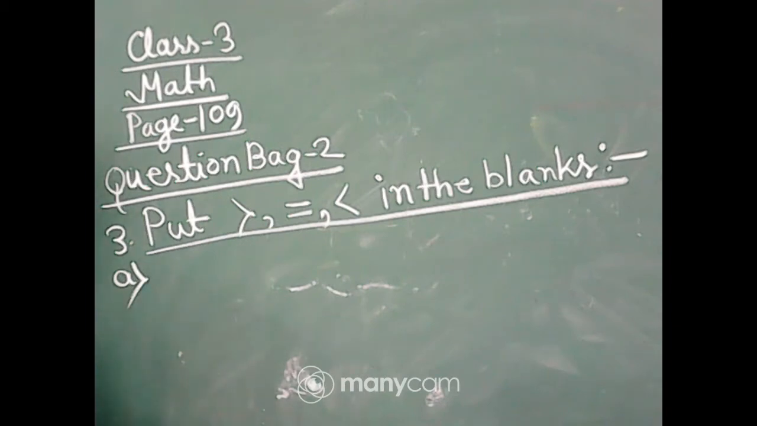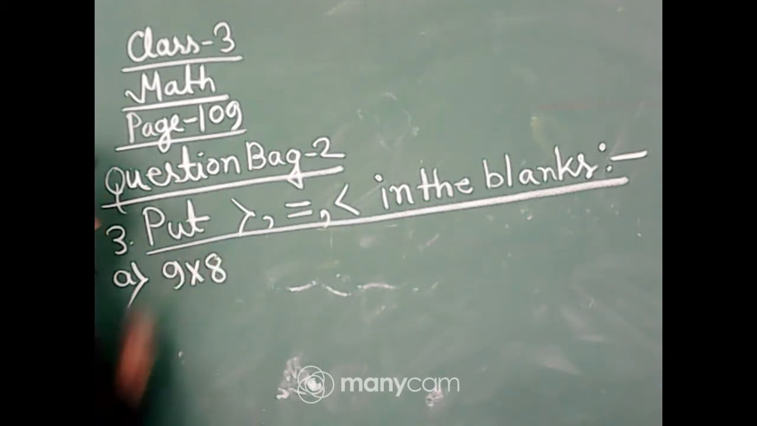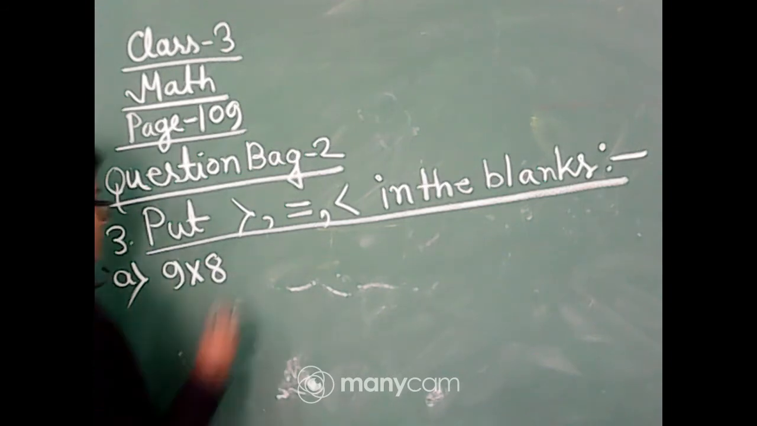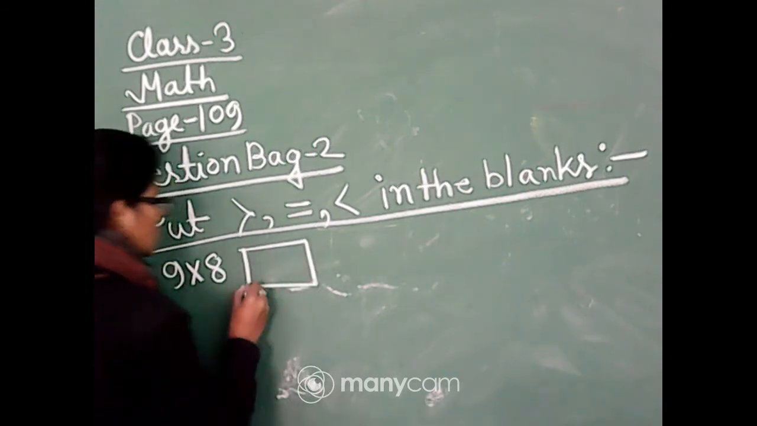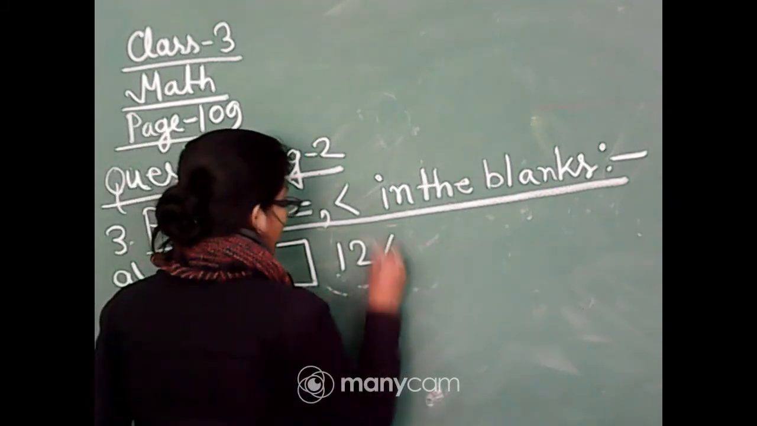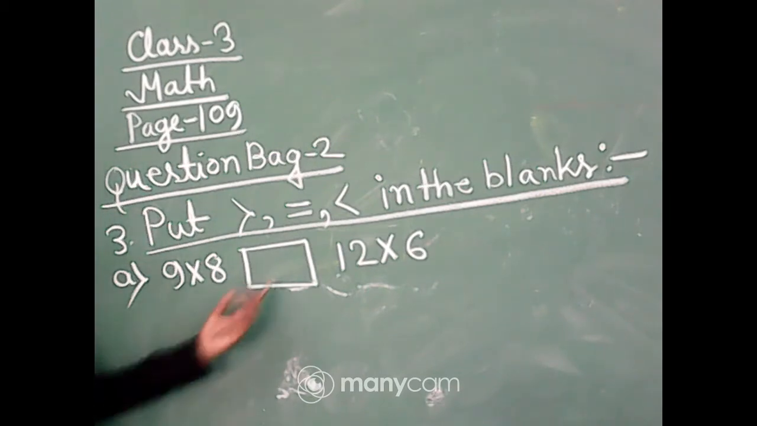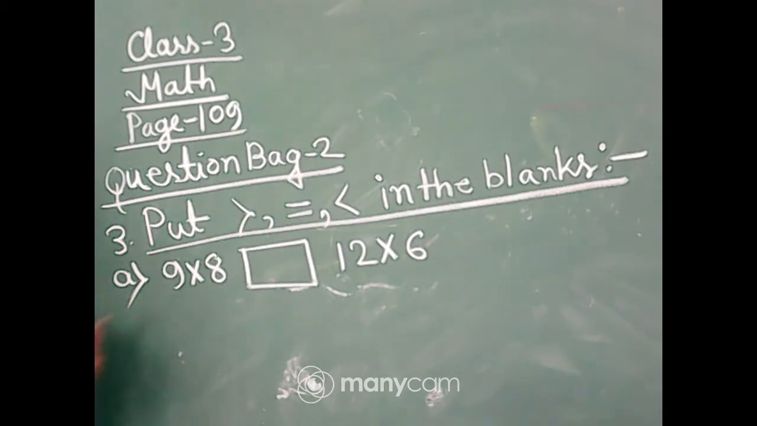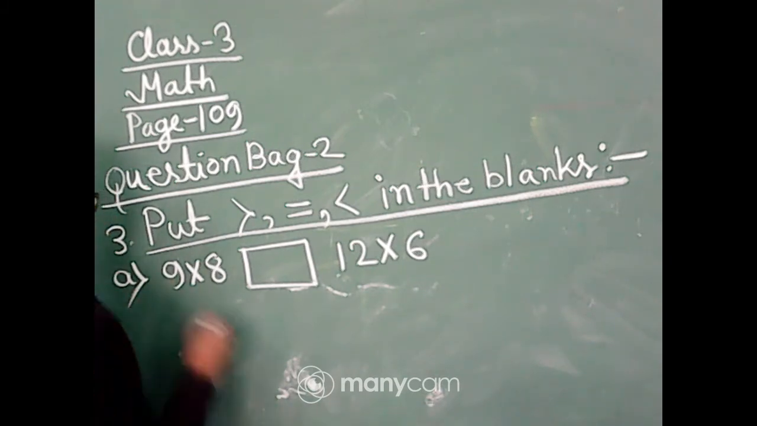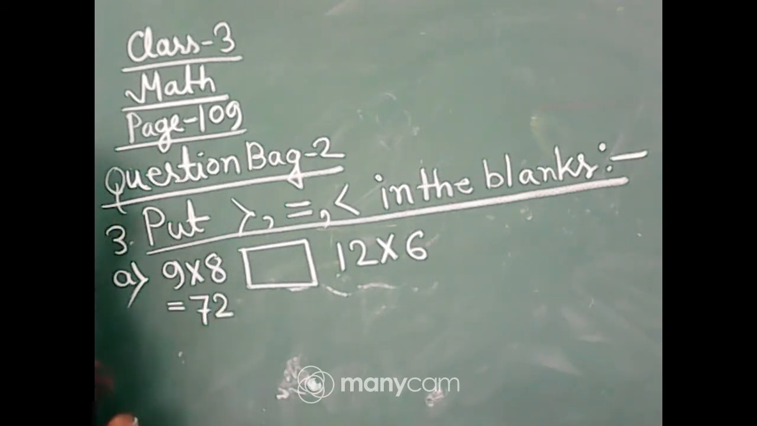What is given? 9 into 8. Then they have given you a box. Then after that 12 into 6. Now which symbol will come here? So for that, first you have to calculate something. Now see students, 9 into 8. So 9 into 8 is how much, students? 9 eights are 72, isn't it?